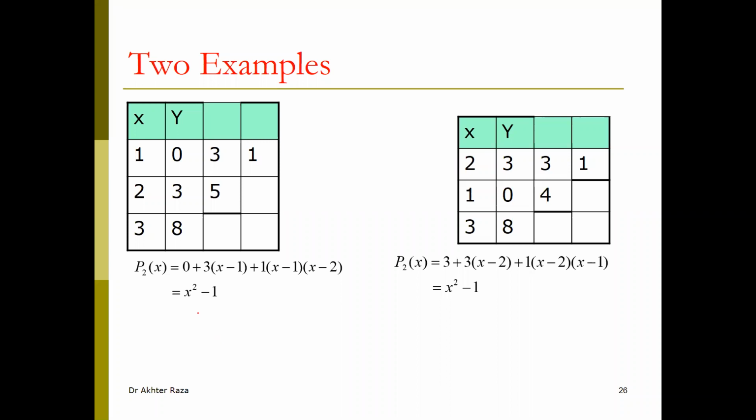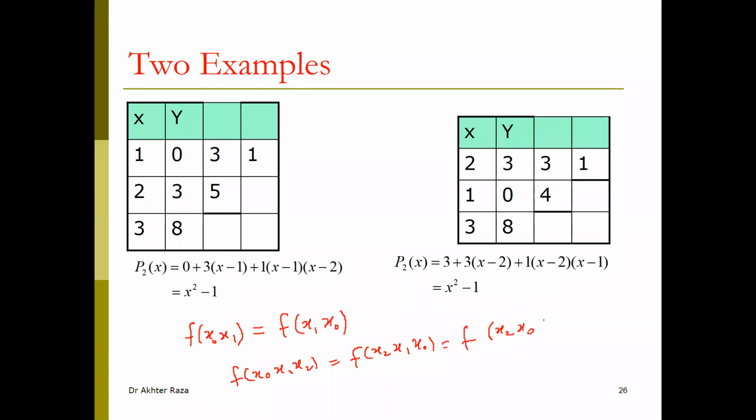So what is the ultimate observation? The 2 polynomials are identical. The reason is that divided differences do not change by changing order. Suppose we are interested in f[x0, x1]. This will be the same as f[x1, x0]. f[x1, x0] and f[x0, x1] are both the same. Similarly, f[x0, x1, x2] is the same as f[x2, x1, x0], and this is the same as f[x2, x0, x1]. So all of these three entries in divided differences are identical. So this is the conclusion.